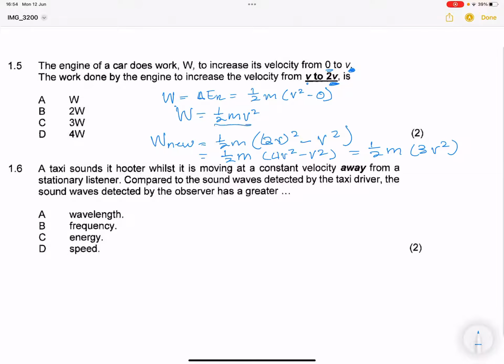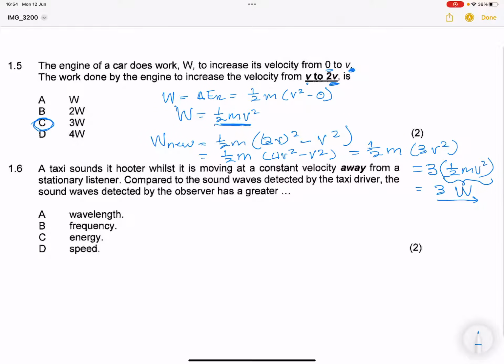Now, if I want to try and represent this in terms of W, you can see how this will actually become, right? So remember that multiplication is commutative, meaning that you can change the order of multiplication. The answer is still the same. So this is the same as 3 into half mv squared. But remember half mv squared, we call that W. So this will be 3W. That would be the answer. So it means that our answer there should be C. I hope you get that, right?